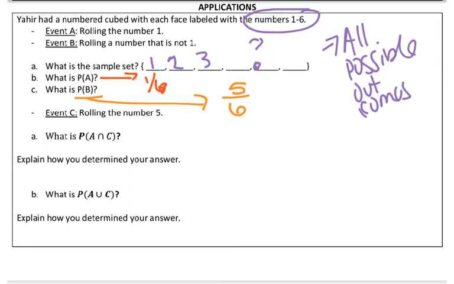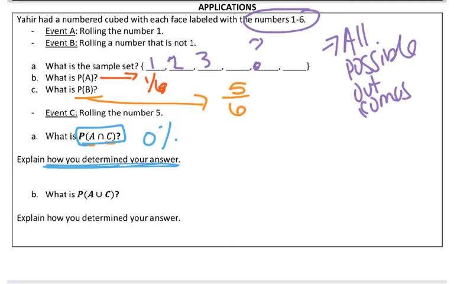Let's move on to event C. What if we think about the event that he rolls the number 5? If we're asking, what is the probability that he rolls the number 1 and he rolls the number 5? Well, is it possible for a dice to land on 2 faces at once? No, it's not possible for that to happen. So the probability of this is actually 0%. I want you guys to explain how we determine that. I sort of just gave that explanation, but I want you to write it out.